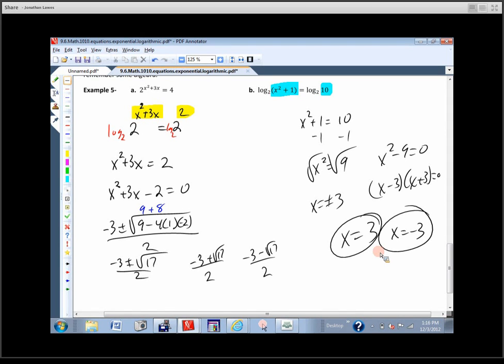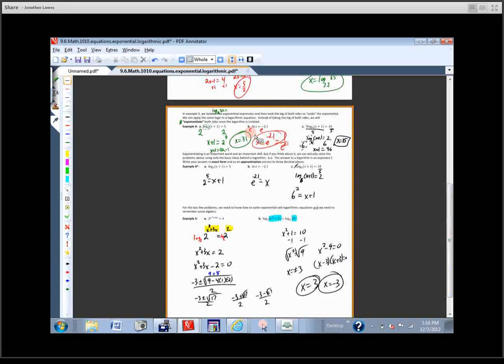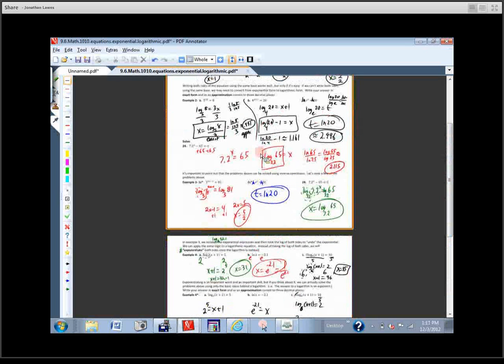Okay, so please be familiar with both of those ideas. The fact that you can solve a logarithmic equation by exponentiating or by writing it in exponential form, and you can solve an exponential equation by taking the log of both sides, or by writing it in exponential form. Both of those techniques are important. They're both very useful. I'd be aware of both of them.